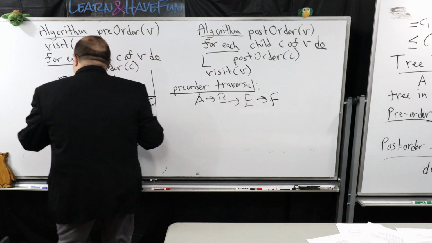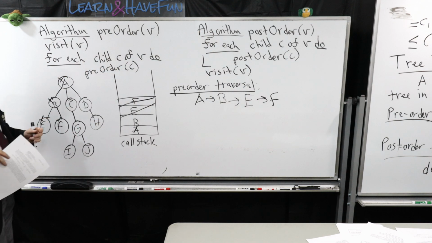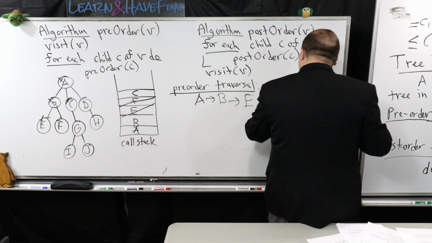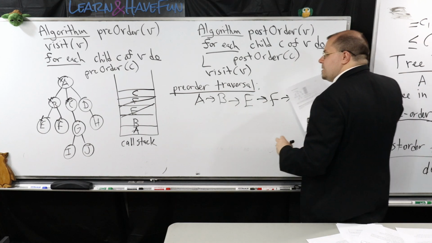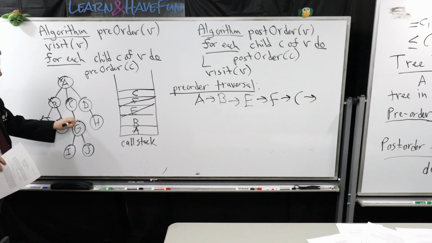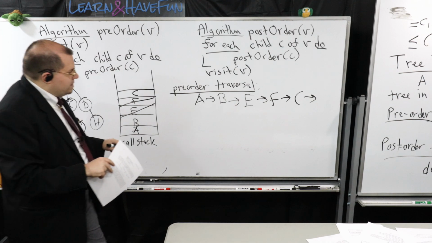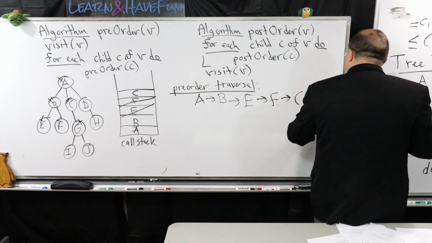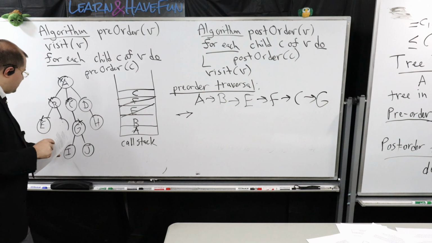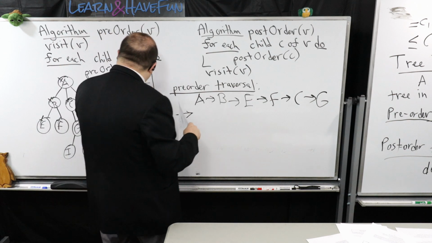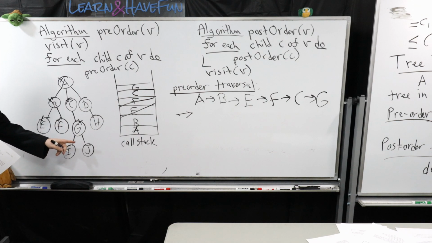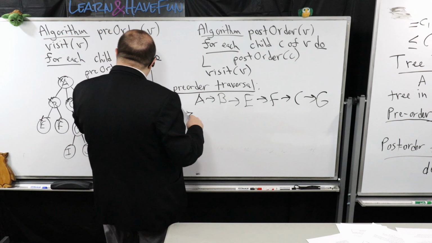Now next, I go to my next child here. I'm going to visit here. So after F, I get C. Now, this is an internal node, so I'm going to call on my child here. I have G. I'm going to visit that one next. So I have G next. Then I go through each of my children. Oh yeah, I got to make sure I update my call stack. I have G right there. And then I go through each of my children. So I go to I and then J.